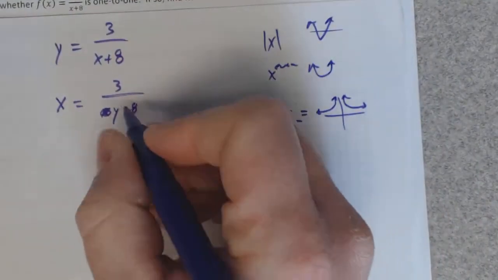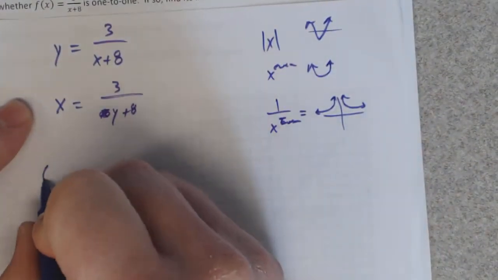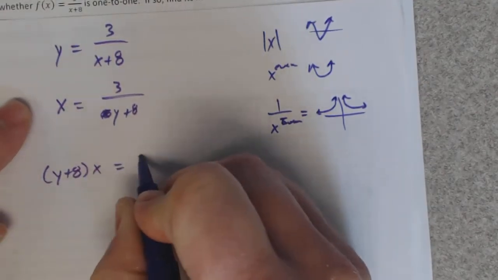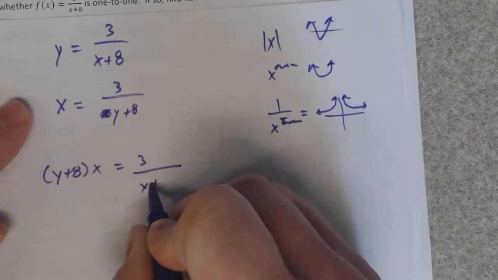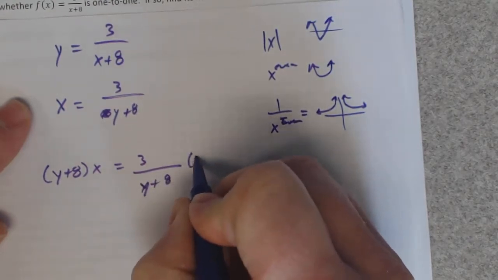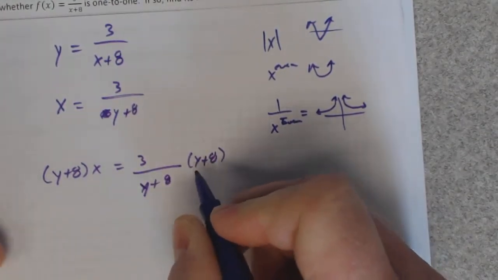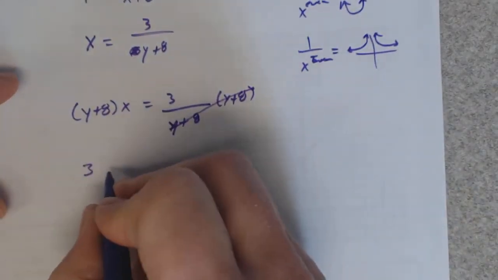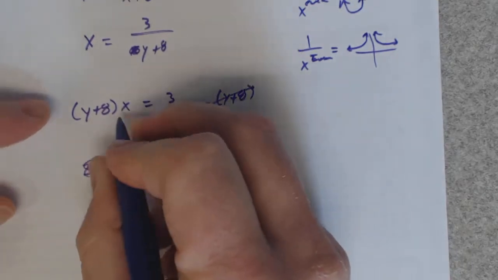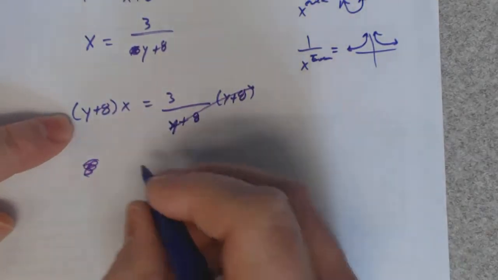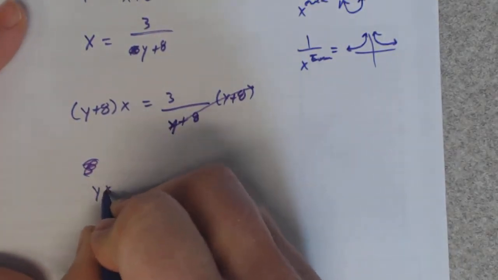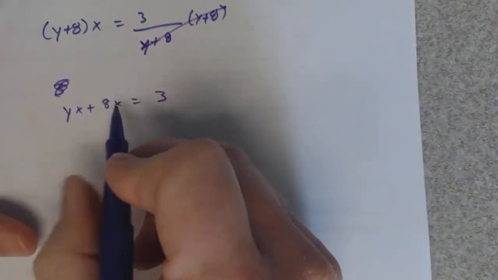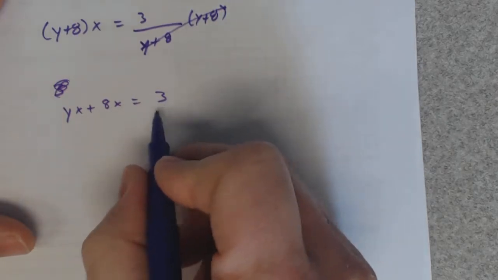Okay, so let's find this inverse. So I'm going to multiply both sides by the denominator. And that will get rid of the denominator over here. It gets rid of the fraction on that side. You're left with 3 over here. So I'm going to go ahead and distribute my x. And now I want to move the 8 over.